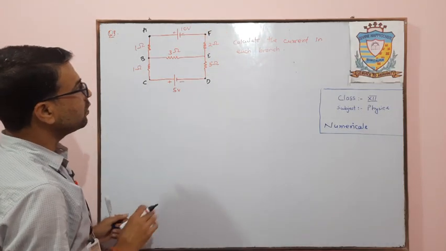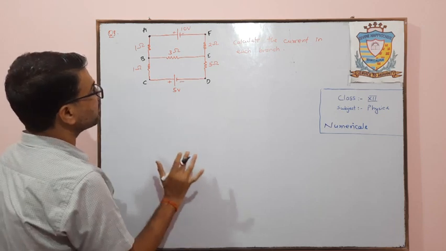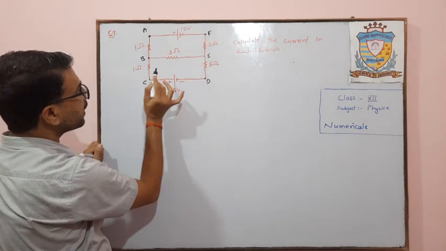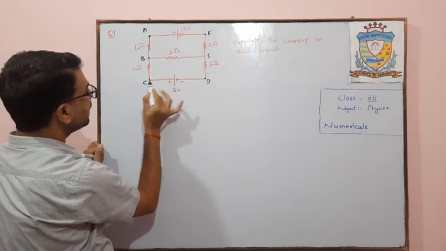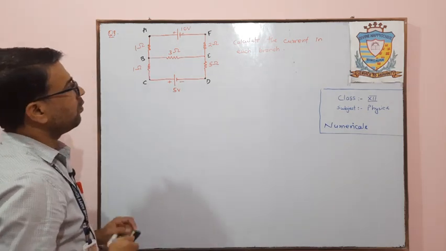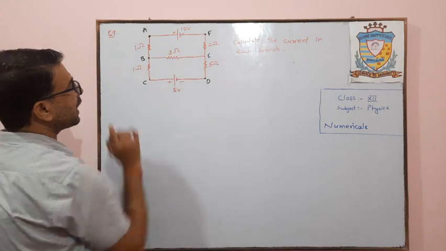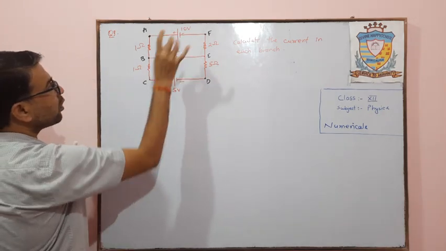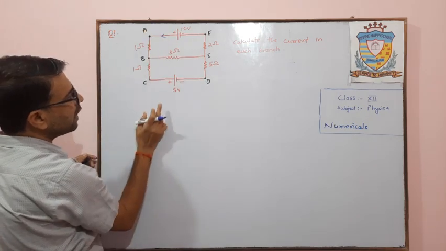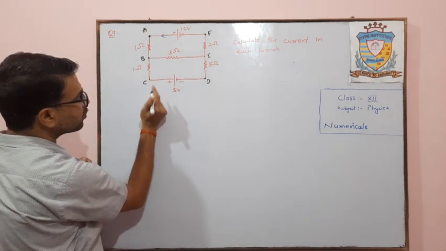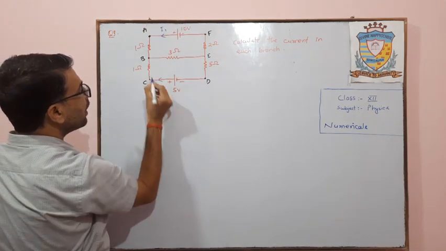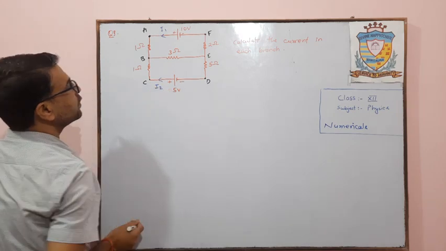Now here you can see we have two different closed networks. First is A, B, E, F, A, and another one is B, E, D, C, B. Okay. Now first we'll find the direction of current. Here this is the positive terminal of the battery, so this will be the direction of current for this cell. Now here one more battery is connected, so this will be the direction. Let this be I1 and this I2.